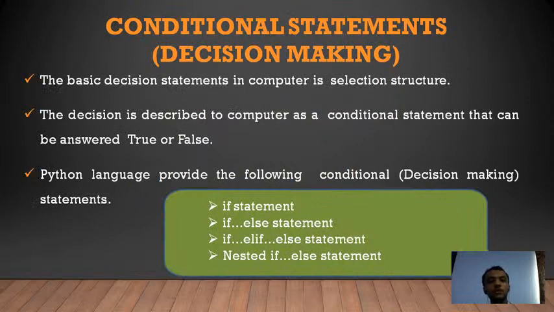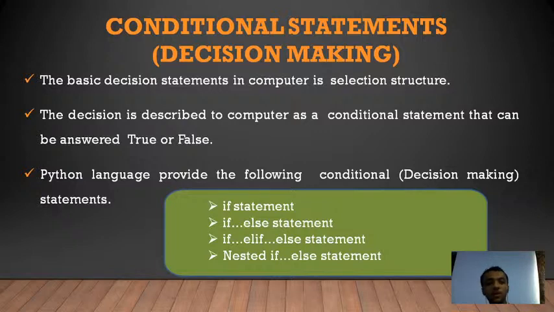First is conditional statements. Conditional statements means decision making statements. In this, the basic decision statement in computer is selection structure. This is to select whether the condition is true or false. The decision is described to computer as a condition statement that can be answered true or false. So if the condition is true, then the statement inside that will be executed, and if it is false, then it will not execute.